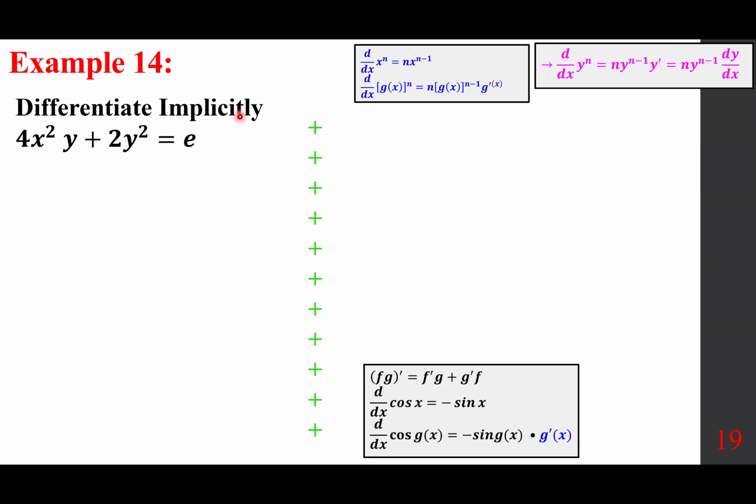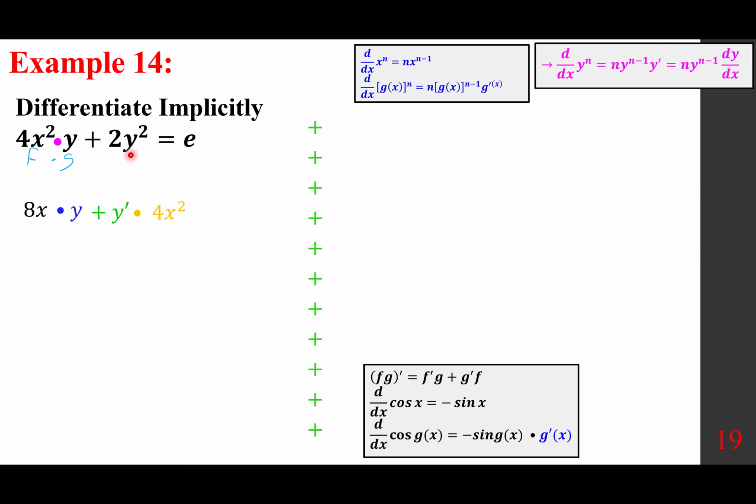Differentiate implicitly. We notice that this is for x squared times y, and we put a raised dot in between and call this fg. We get f prime, which is 8x, times g, which is y, plus g prime, y prime, or dy/dx, times f, which is 4x.